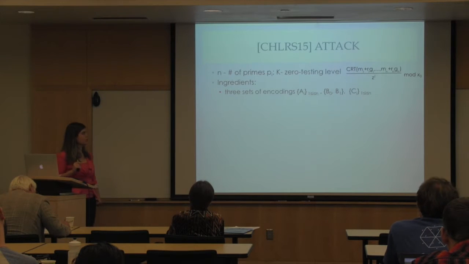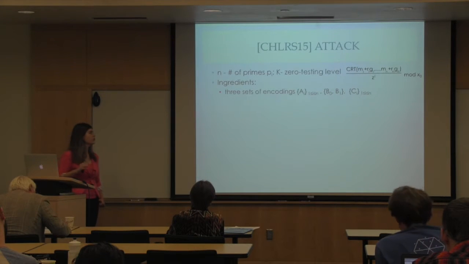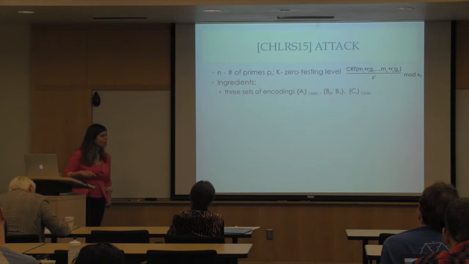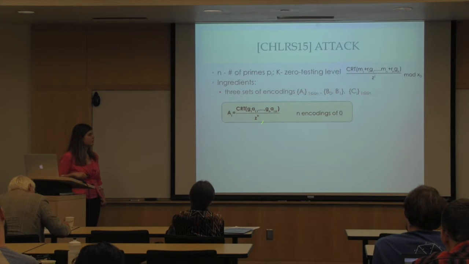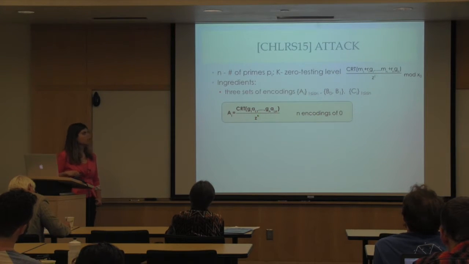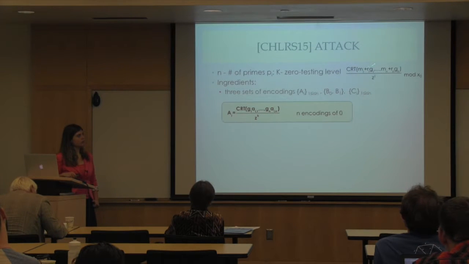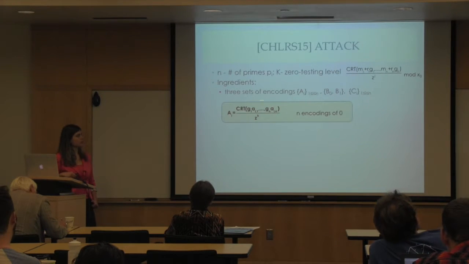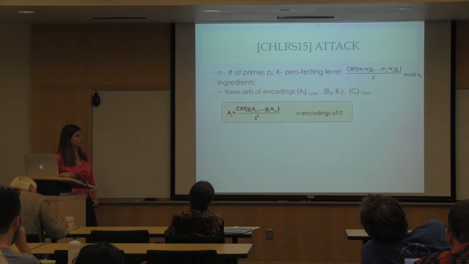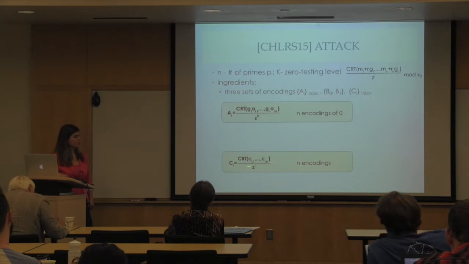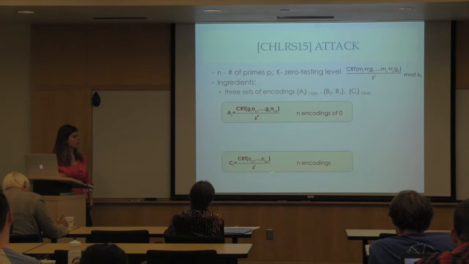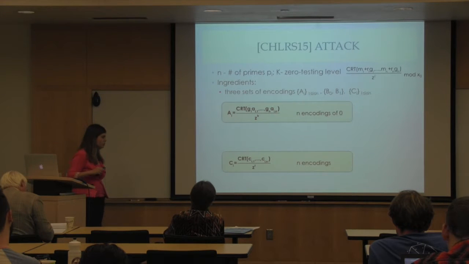For the attack, we will need several ingredients, which are three sets of encodings. The first is a set A, which contains n encodings of 0. If we have an encoding of 0, then all the n's are 0, so the encoding has the form where we have multiples of all the primes g. Then we have another set that contains n encodings. We don't impose any restriction on those. They can be encodings of random elements.